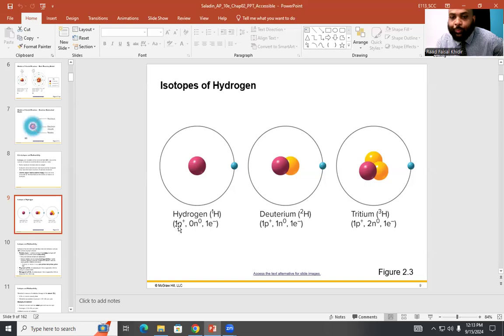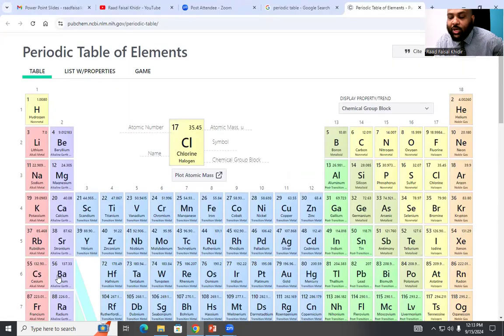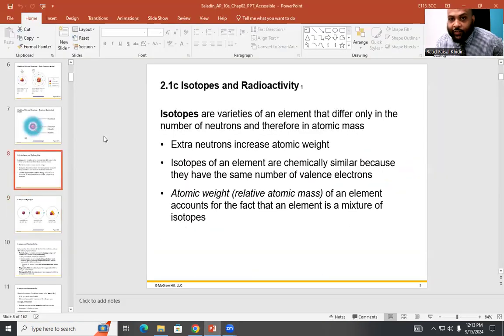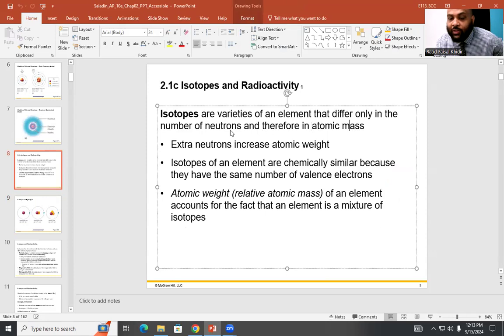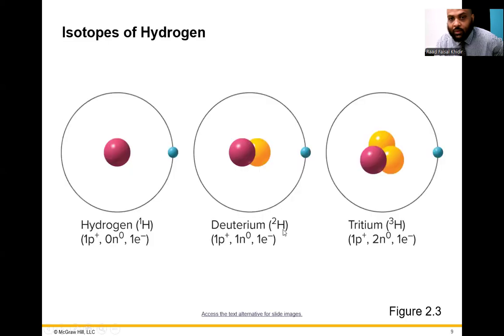Imagine you add 1 extra proton to hydrogen. What's going to happen? It's going to turn into helium because it's going to go from 1 to 2. So isotopes are varieties of an element that differ only in the number of neutrons and the atomic mass. They all have the same atomic number because they have the same protons. They just have different atomic mass.